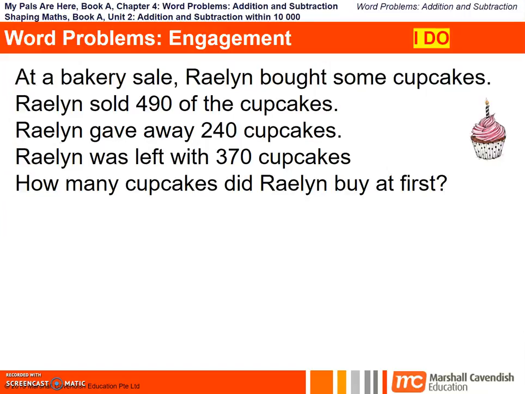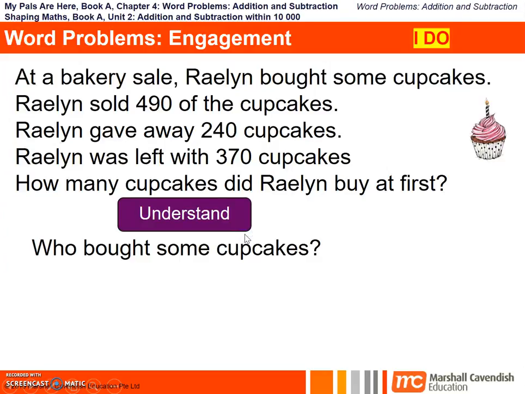Okay, so if she's left with that, that should be the last bit in our working backwards. So this is what she is left with. So we are going to circle 370 and underline cupcakes. Okay, next up, we will then look at the last bit here. How many cupcakes did Raylene buy at first? So that is what we are looking for. We are looking for how many cupcakes she had at the start, at first. Okay, so we are going to use working backwards.